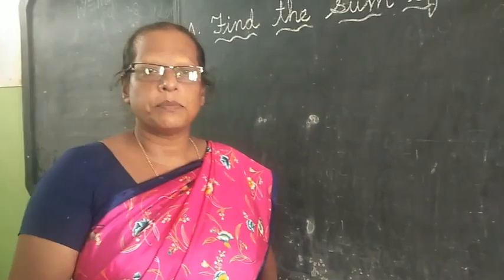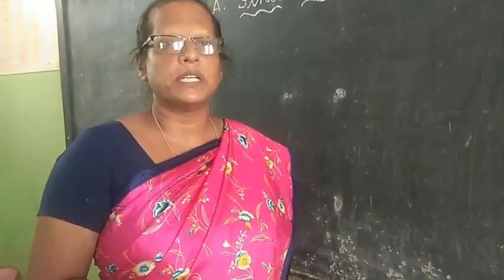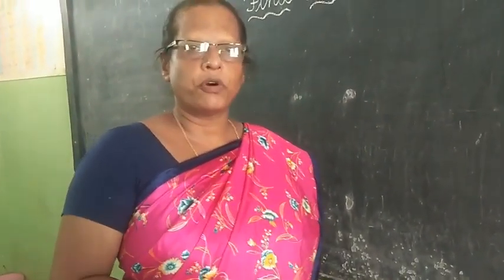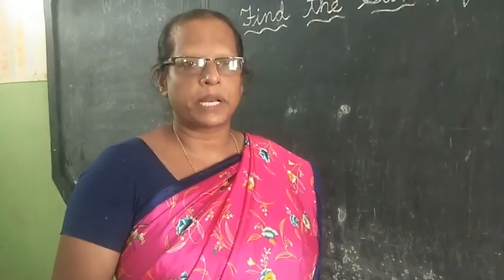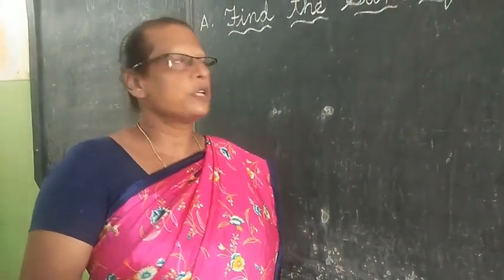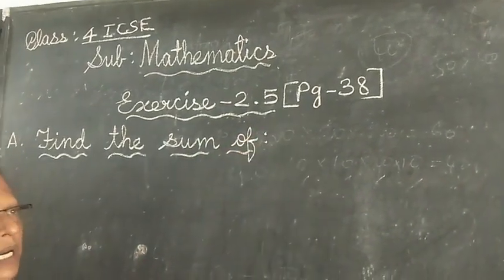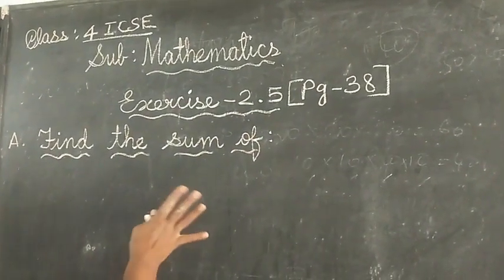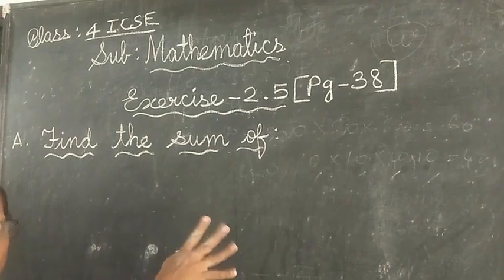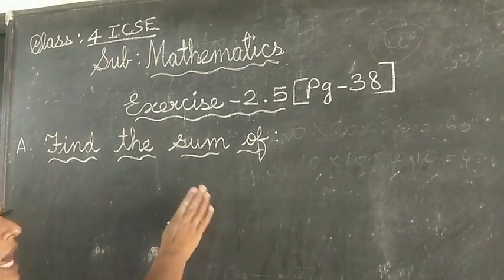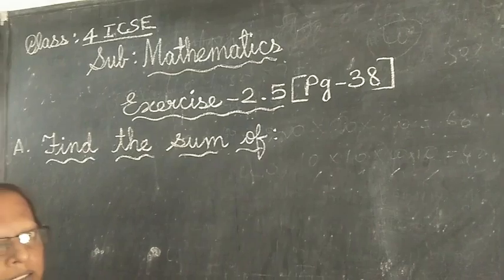Children, today we are going to see mathematics. In the last class we learned exercise 2.4 and 2.6 word sums in subtraction, isn't it children? Yes, today we are going to see exercise 2.5 and it's given in page number 38. After this, chapter 2 is over. Okay children, this is the last exercise.